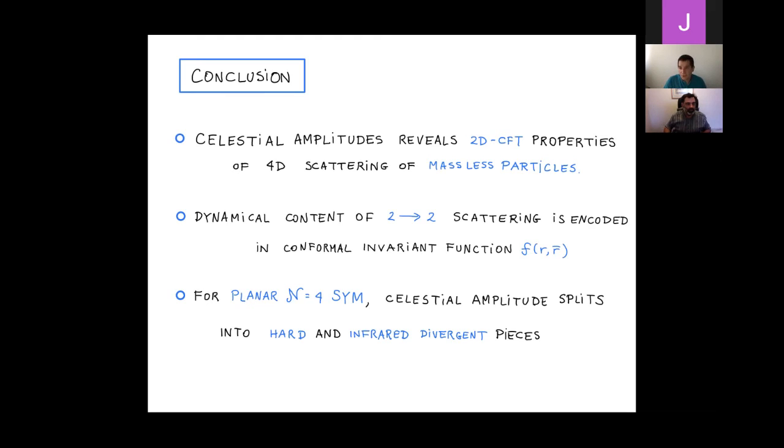In the case of two particles colliding, the information of the scattering is encoded in this function f. And for planar N=4 super Yang-Mills, the celestial amplitude is split into hard and infrared pieces as well. So thank you. Sorry, I went over the time.